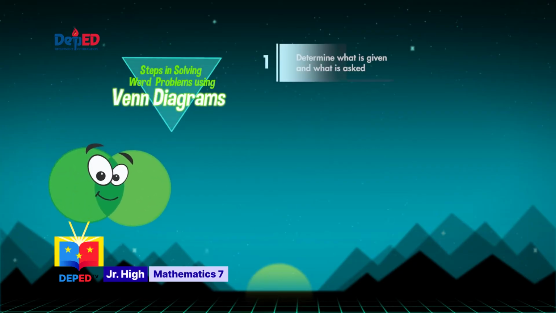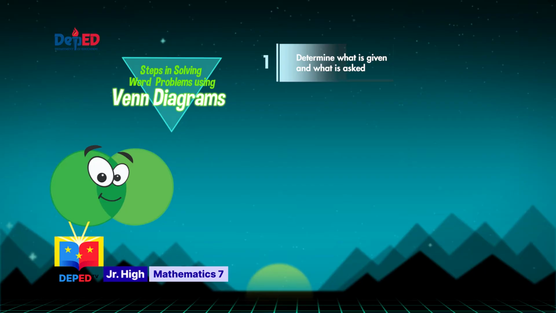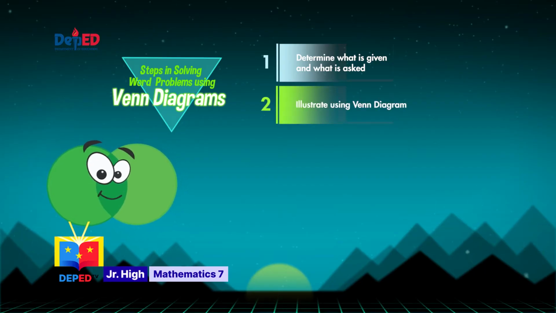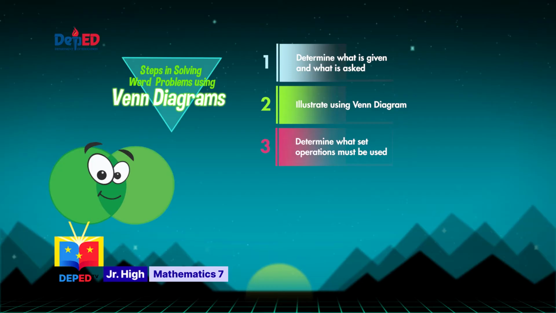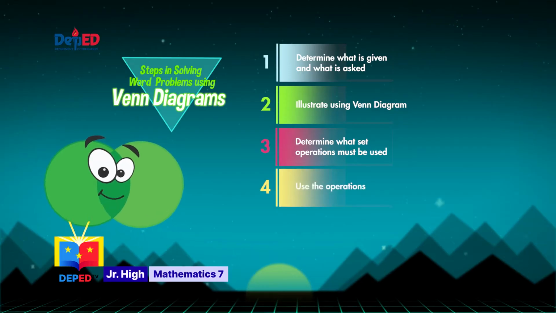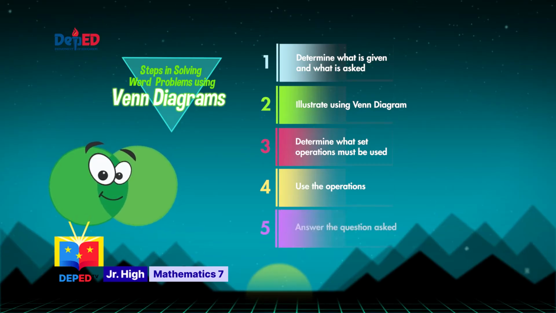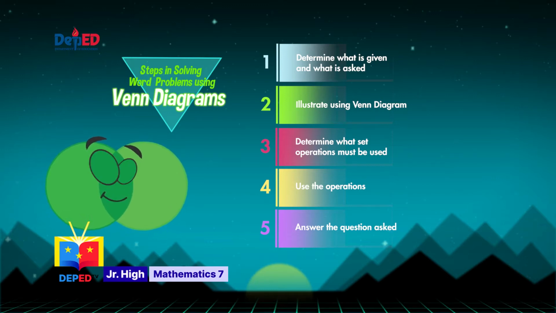Step 1. Determine what is given and what is asked. Step 2. Illustrate using the Venn diagram. Step 3. Determine what set operations are to be used. Step 4. Using the operations identified in the previous step. And last step, answer the questions asked. Thank you for that, Ben.